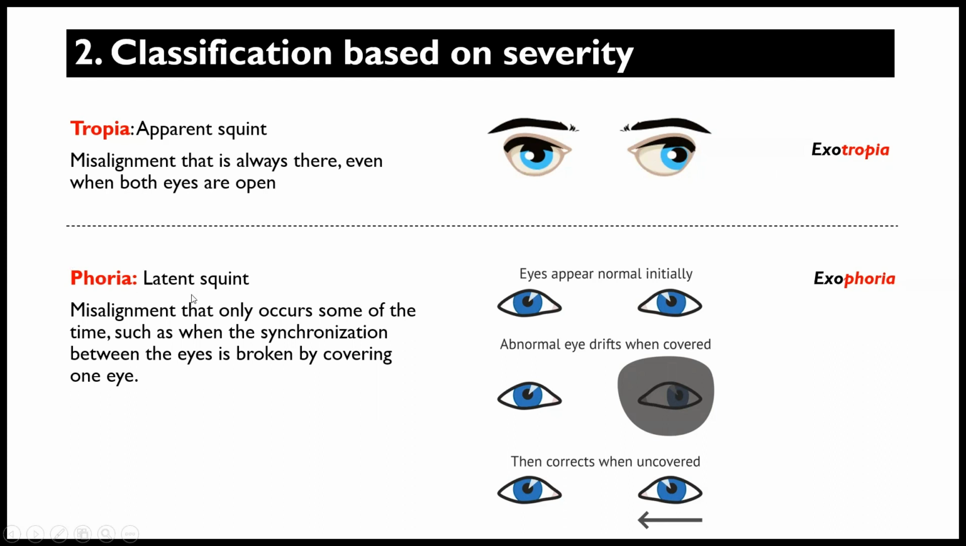Then a phoria. A phoria is a latent squint. It's called latent because the misalignment occurs sometimes, but not in other cases. Normally the misalignment will occur when you do some sort of covering. If you look at this person here, the eyes seem to be well aligned, but when you introduce a cover, you'll find that there's a drifting of that eye. So this is called an exophoria. In terms of severity, the tropia is much more severe than the phorias, because the tropia is apparent, while the phoria is latent, as in we have to have some sort of covering on one eye to see it.